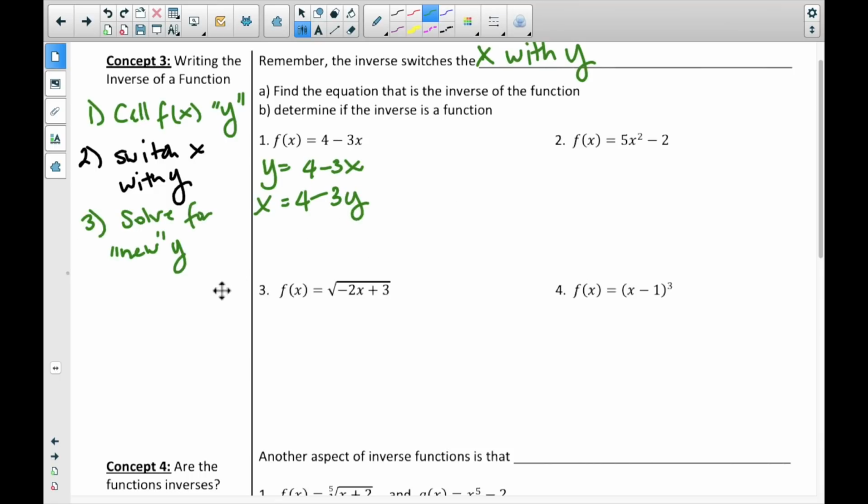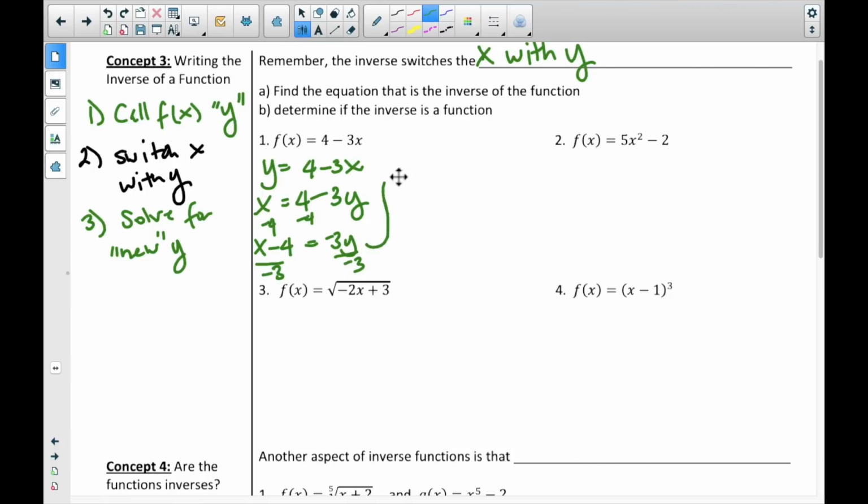Okay, so finally, now that we've switched that, we need to rearrange everything and solve it for the new y. To do that, I need to subtract my 4 from both sides. And then I'm trying to isolate my y, so now I'm going to divide by -3.